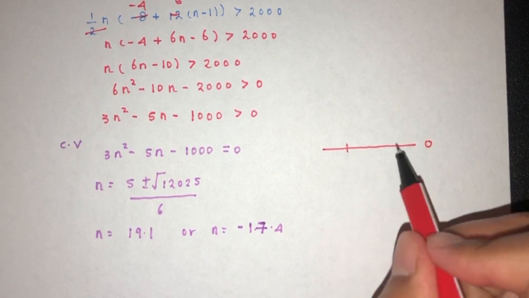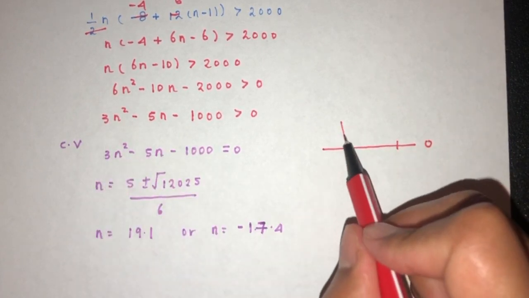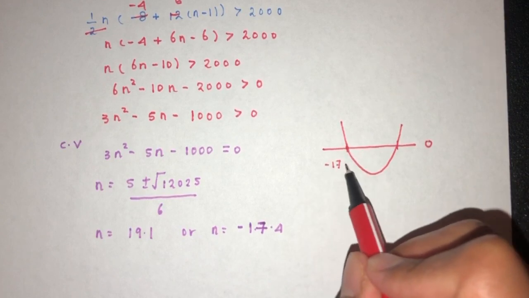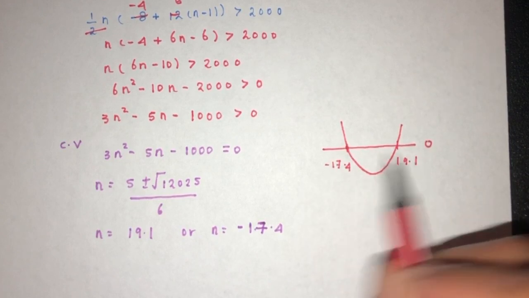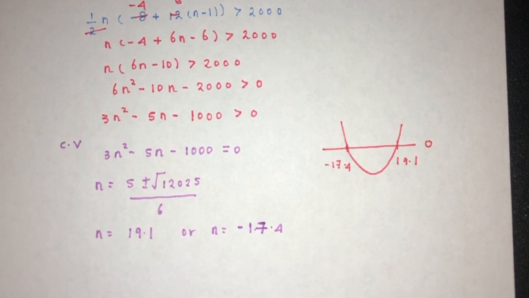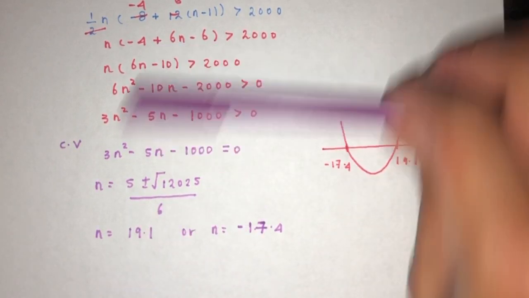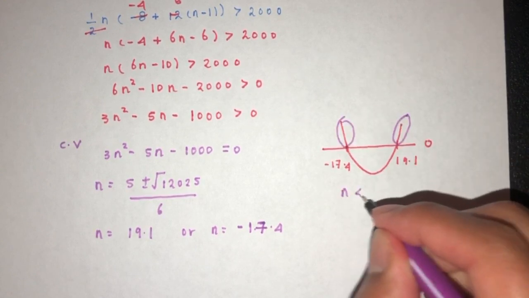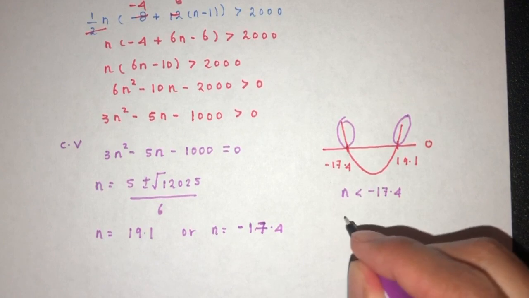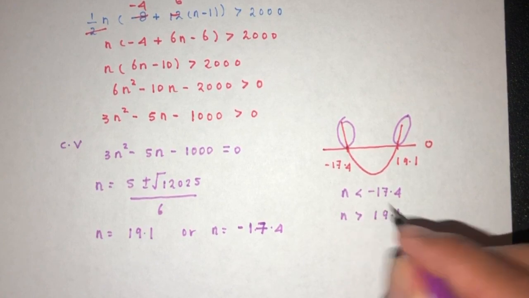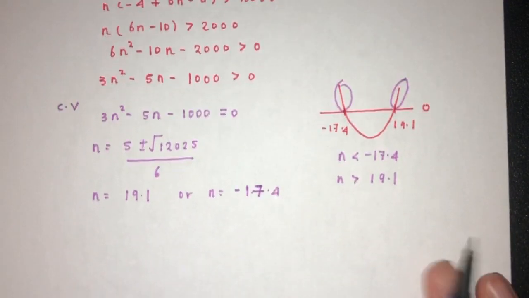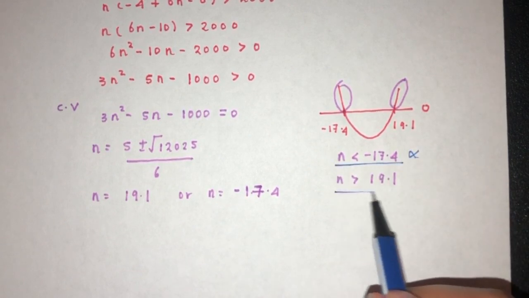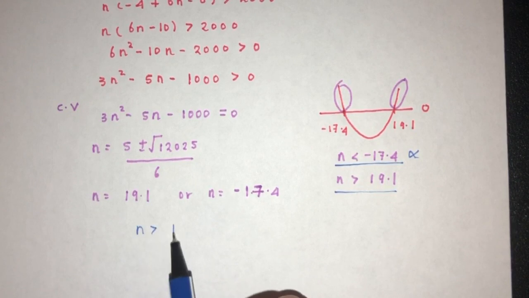Obviously we have to use the graph. It is positive here, that will be in shape of this, as we have seen before. Here the first value is minus 17.4 and this will be 19.1. So as you can see, it has to be above, have to be this part and this part, right? So n can be less than minus 17.4 or n can be more than 19.1. So the idea is that we cannot use n as negative. It is the number of terms, so that will not be possible. So we can only use this. So n have to be more than 19.1.